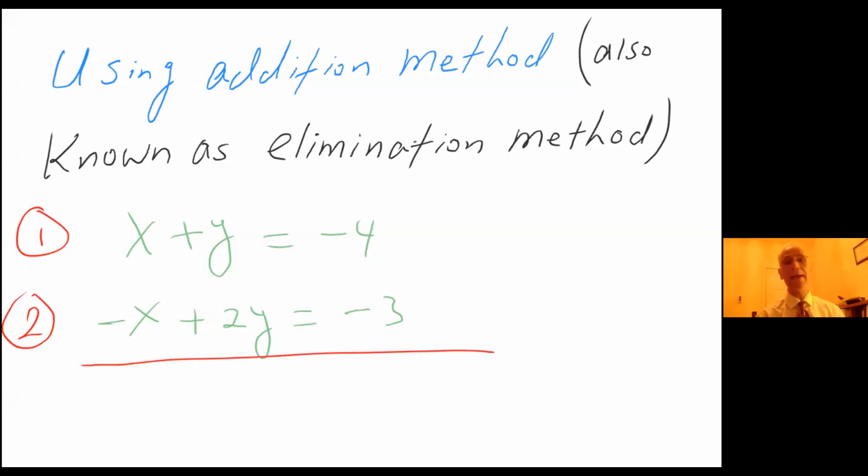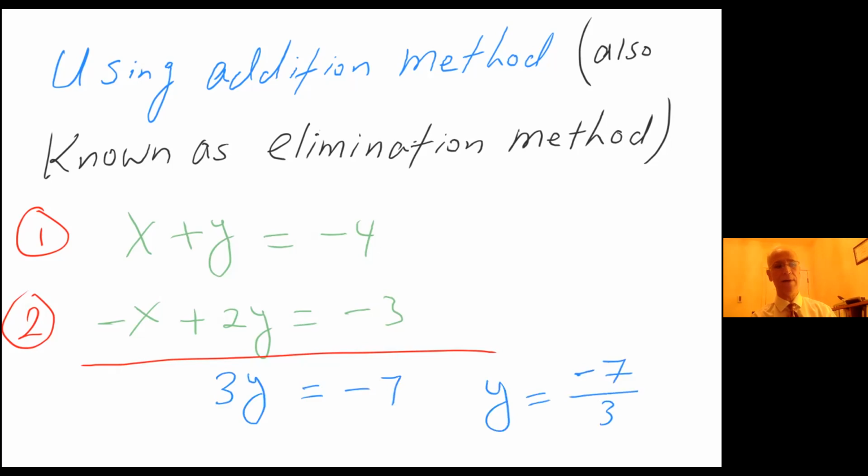Notice that if I add these two equations together, if I combine them, x minus x is nothing. y plus 2y gives me 3y equals -7. And now I can very easily solve for y. Dividing both sides by 3, I know that y equals -7/3. So I easily found the value of y.